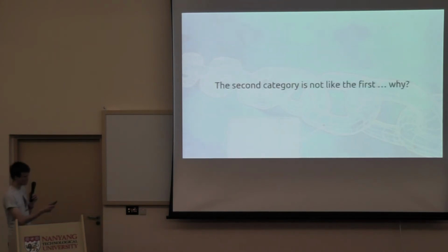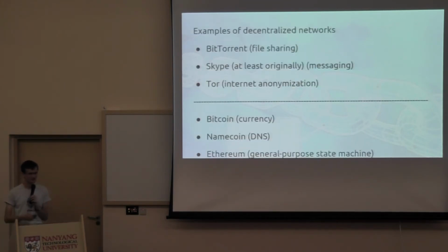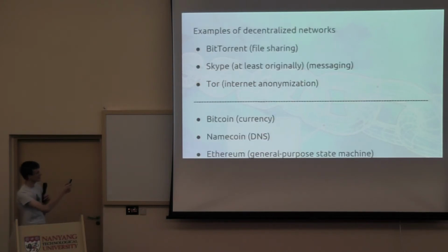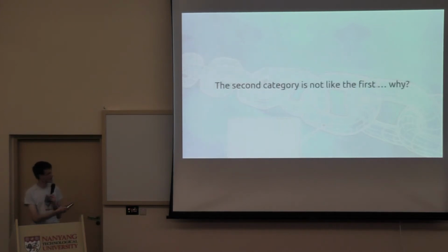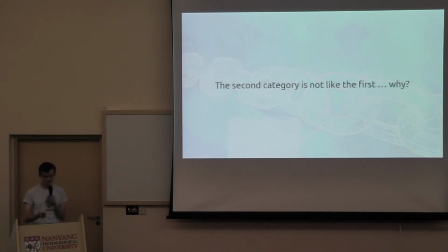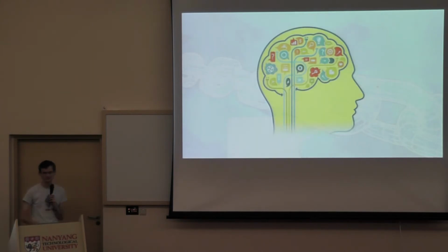Now, there's one important insight about these two categories of applications. The second category, the things below my dotted line, is not like the first. Things below the dotted line are not like things above the dotted line. And you might ask, why? The answer is, what does the brain stand for? Memory. So, what do I mean when I say things below the line do not have memory and things above the line do have memory?